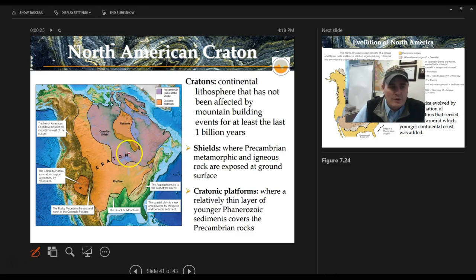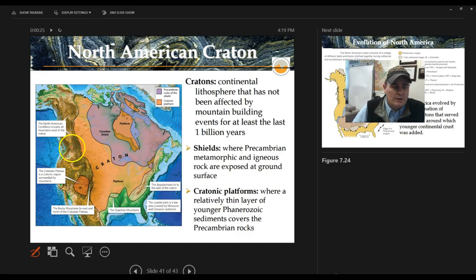The shield is where you have the actual Craton that's been exposed, okay, which is often these Precambrian metamorphic and igneous rocks, whereas the Craton is the whole thing that's both exposed and with sediment on top of it. If it's sediment on top of it, we call it a cratonic platform. If it's exposed, we call it a shield.